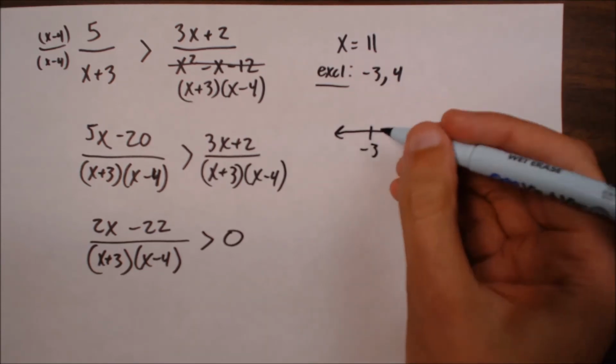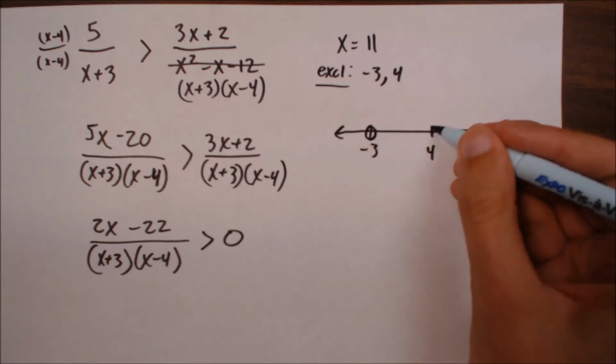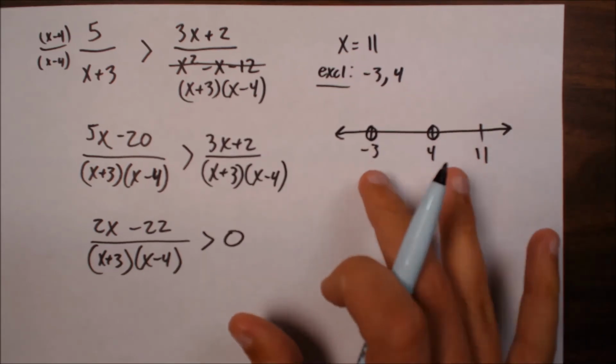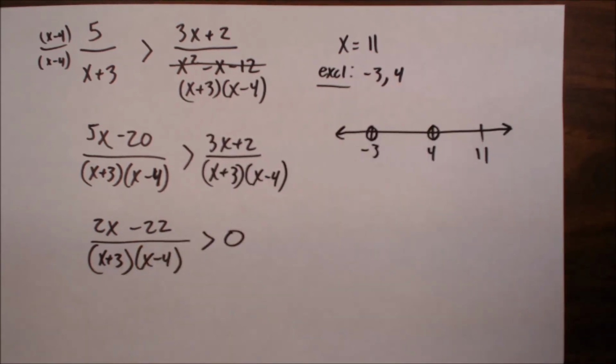The excluded values always have an open circle. Do not shade that in because they're excluded. You cannot plug those in or you get an error message. It's undefined. You can't divide by 0.